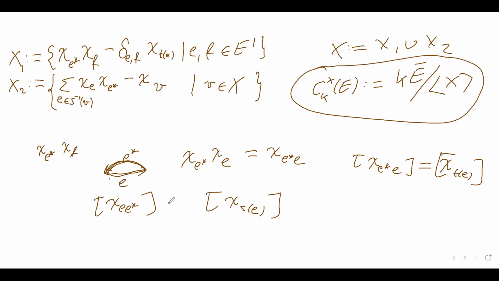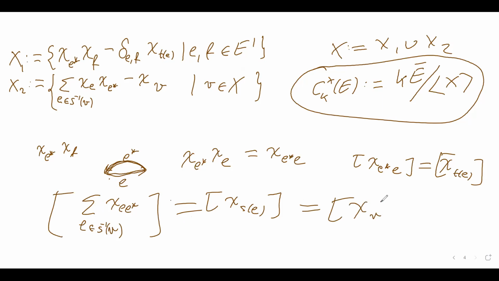Yeah, inequality, and okay, I also erase these braces, and I'll modify it. So now I have this sum over E in S inverse of V, okay? And that sum is supposed to be equal to chi of S of E, which is of course chi of V, okay? So that's the second relation I'm enforcing.